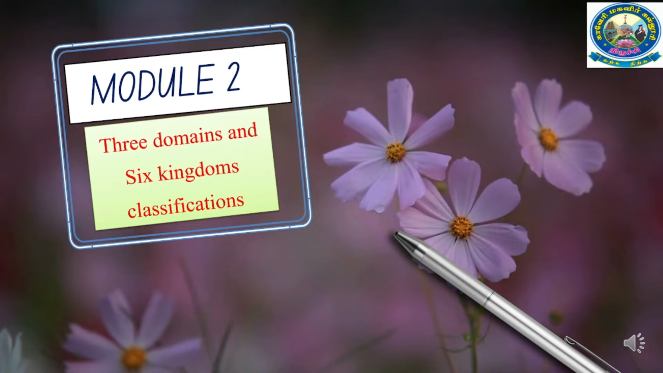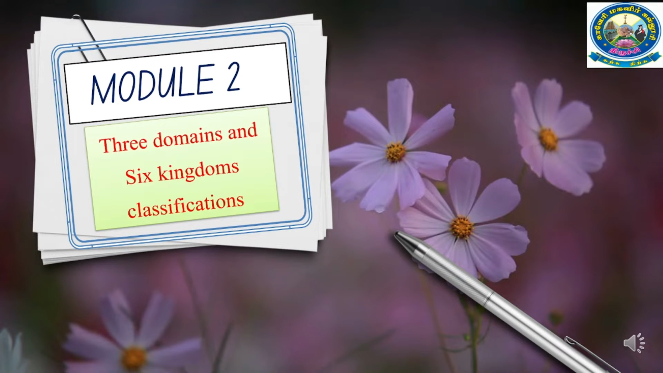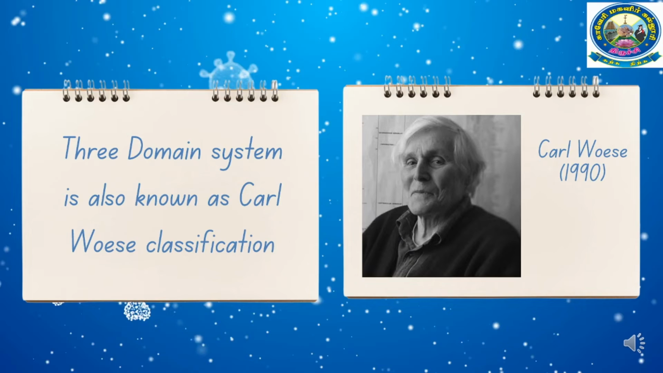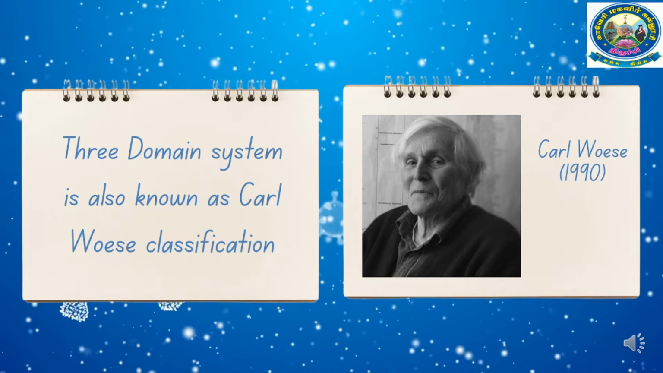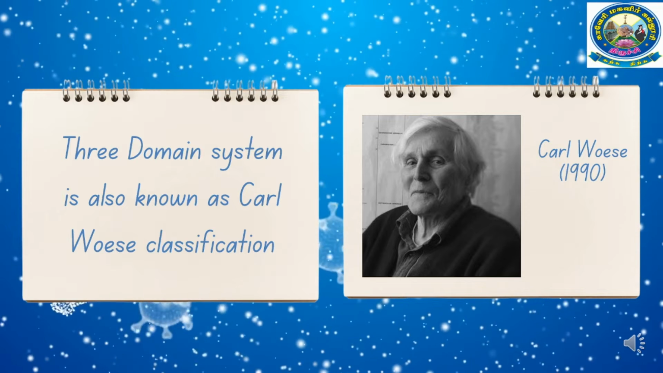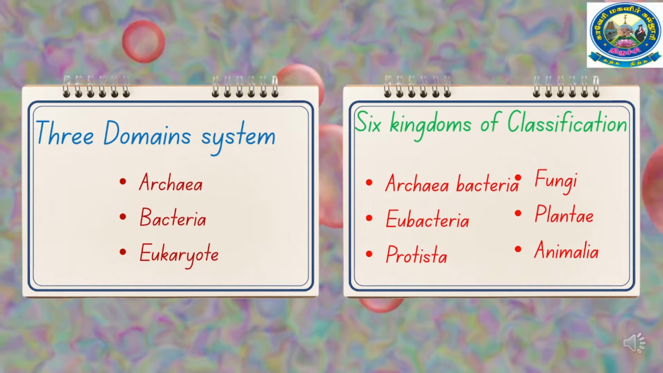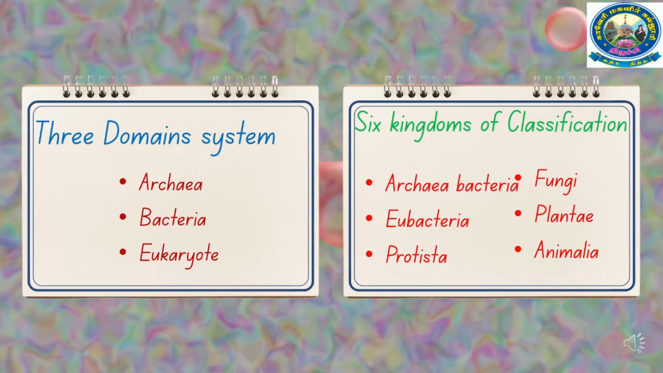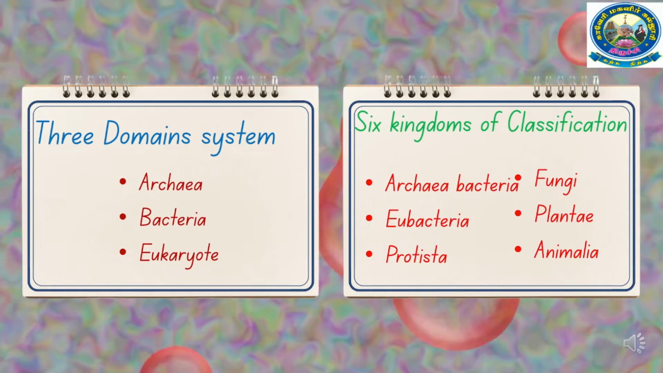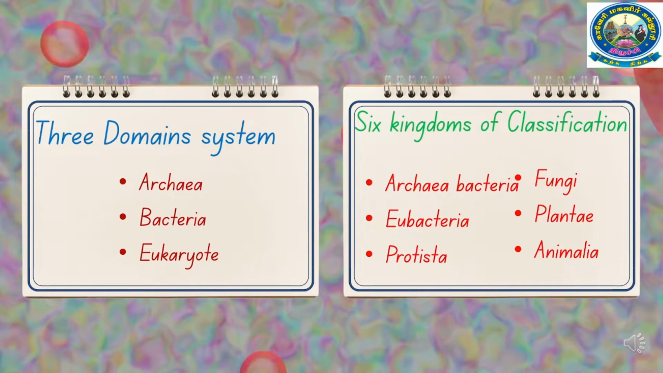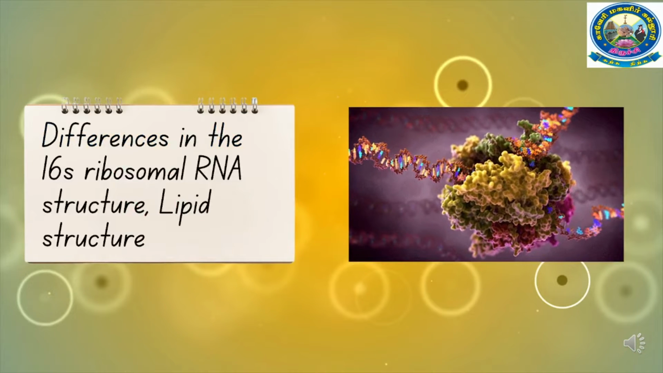In this module, we will be discussing the 3-domain and 6-kingdom classification in detail. The 3-domain system is also known as Carl Woese's classification system. The 3 domains of Carl Woese's classification system include archaea, bacteria, and eukaryote, and the 6-kingdom system of classification includes archaea, eubacteria, protista, fungi, plantae, and animalia.